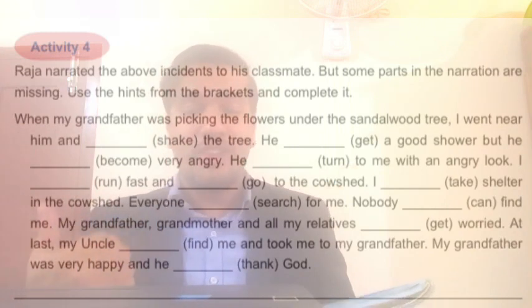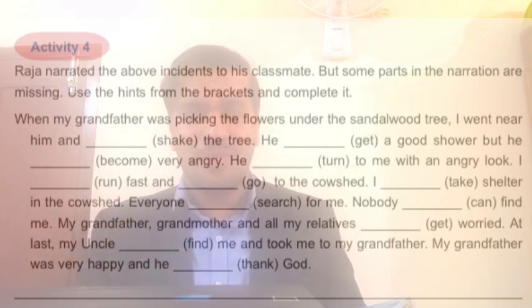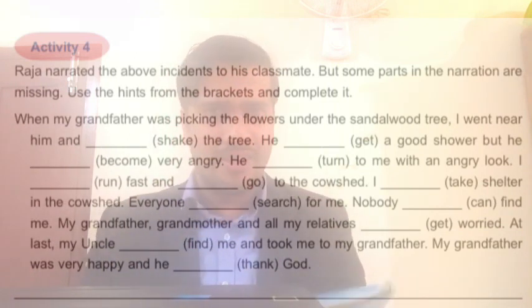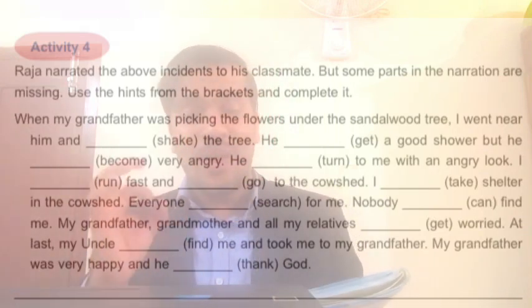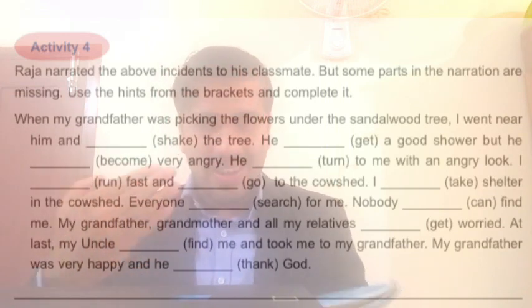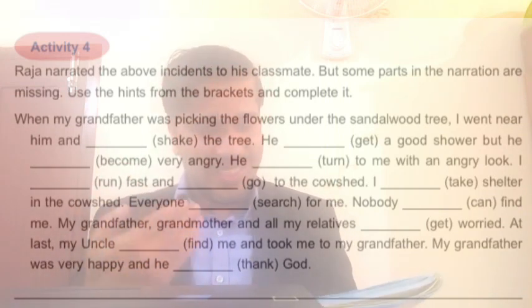He dash a good shower. You can see get in the bracket. So you can write the past form of it. What's the past form of get? Getting? No. What's the past form? Got, right? He got a good shower. So likewise, you just write the past tense of each one and complete this activity too.